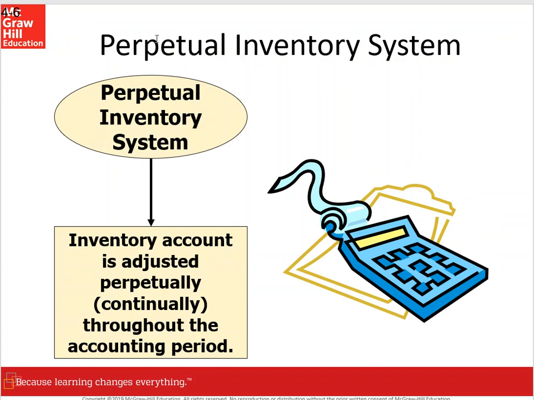So like I said earlier, we're going to be studying the perpetual inventory system. And in the perpetual inventory system, the inventory account is adjusted perpetually, meaning continually throughout the accounting period. In contrast, the appendix of Chapter 4 studies the periodic system, which I just need you to be vaguely aware of and be able to identify its advantages and disadvantages. But in the periodic inventory system, we only update the inventory account periodically, meaning once at the end of the period. Whereas in the perpetual system, we're going to keep that inventory account up to date, transaction by transaction.